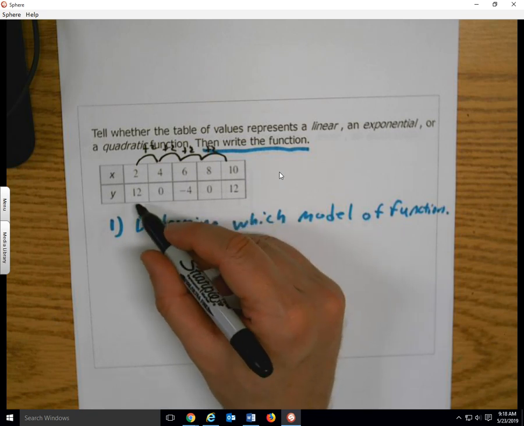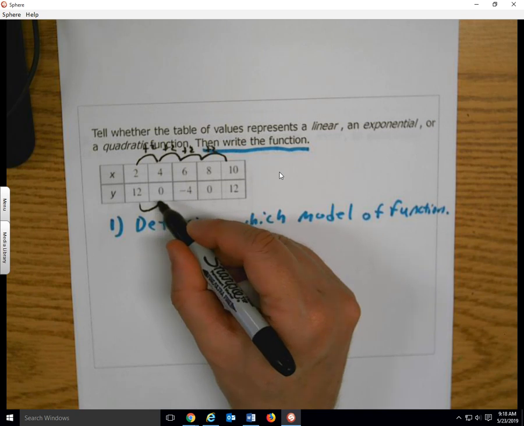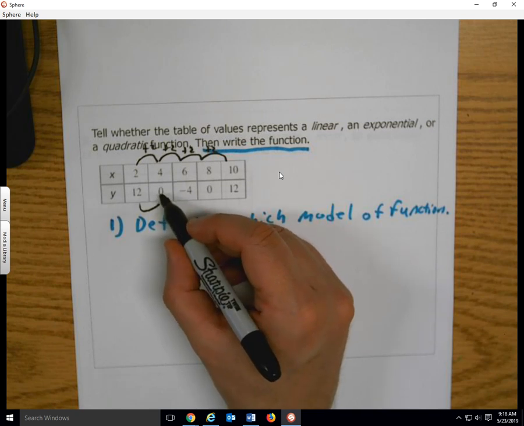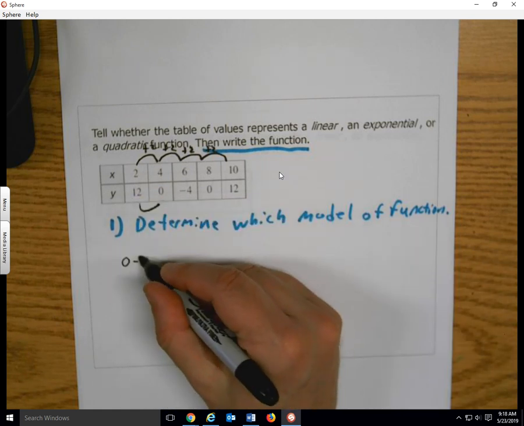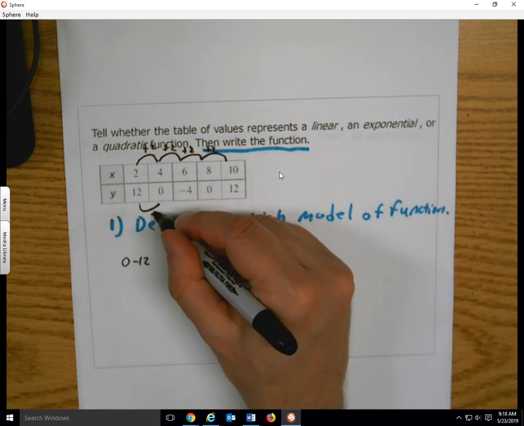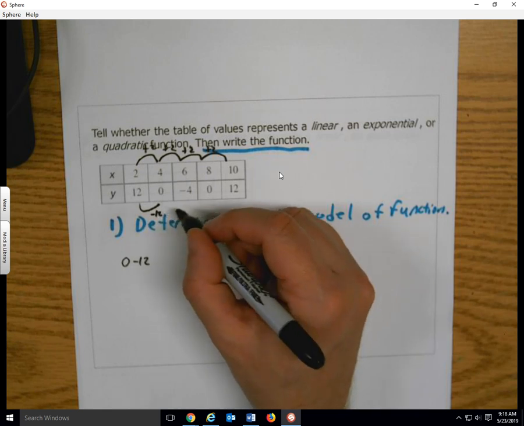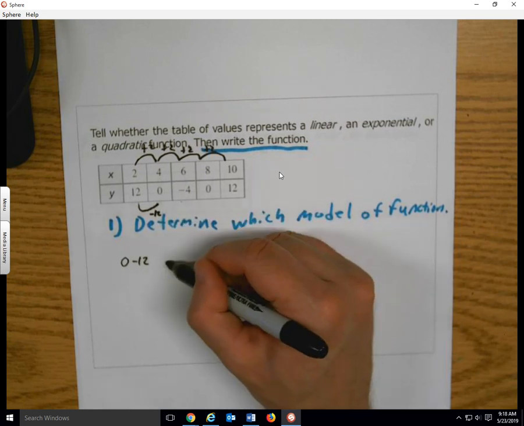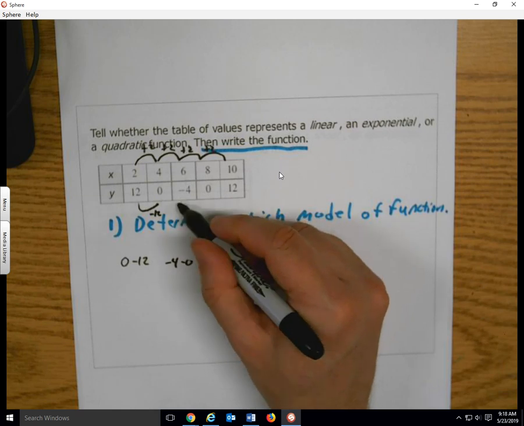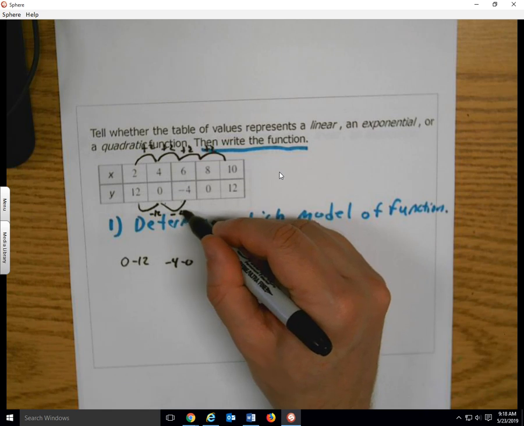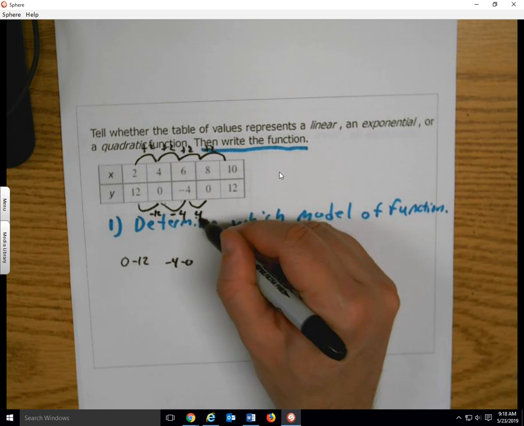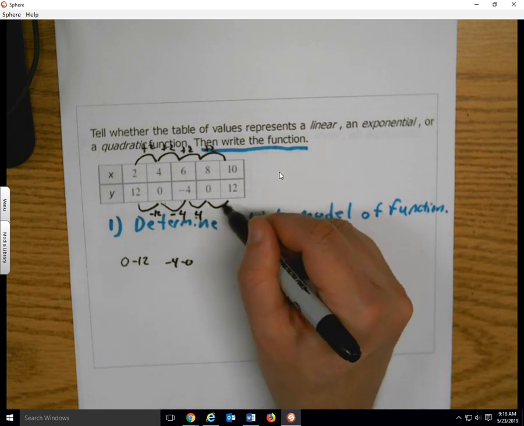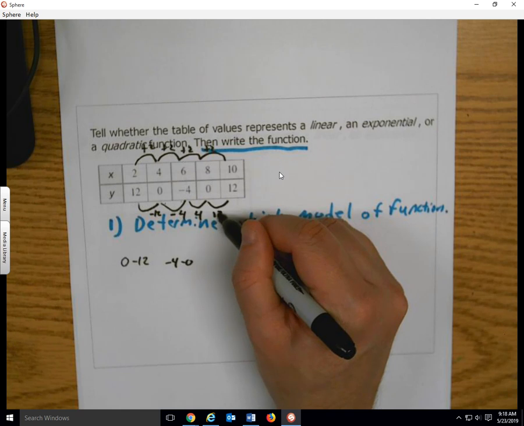So what's tricky here is, even though the arrow is going this way, we're actually subtracting. We're looking for a common difference, so we're subtracting this from this. So it'd actually be 0 take away 12. So the difference for that first one would be negative 12. And then negative 4 minus 0, well, that difference would be negative 4. And then 0 minus 4 would be a positive 4. 12 minus nothing would just be 12.